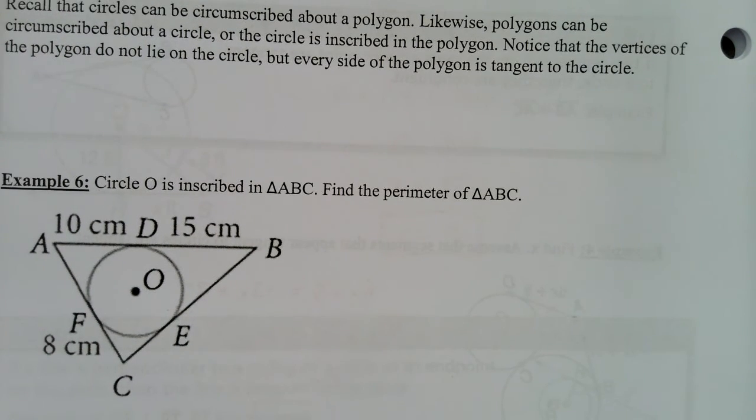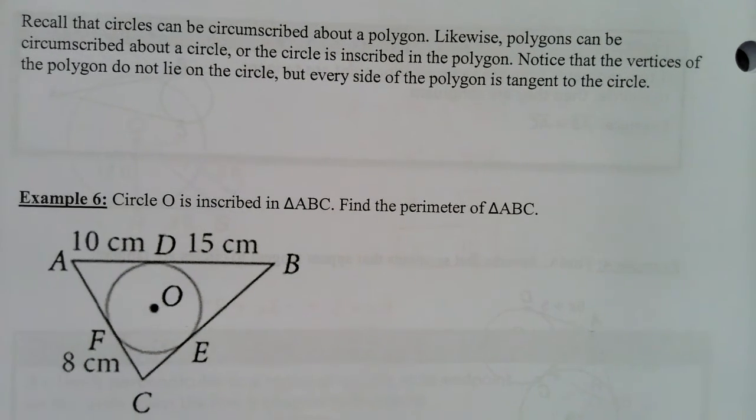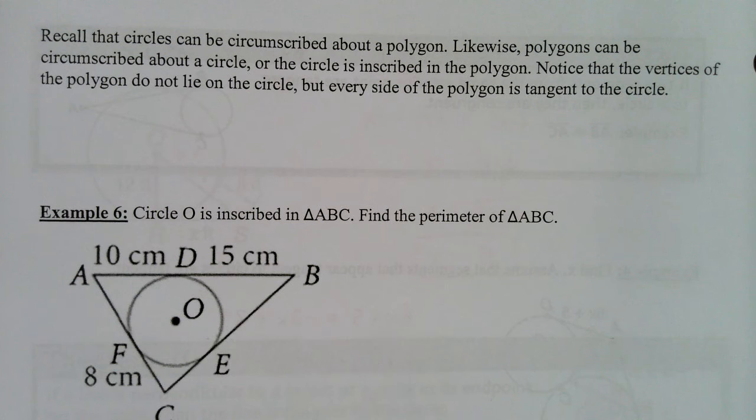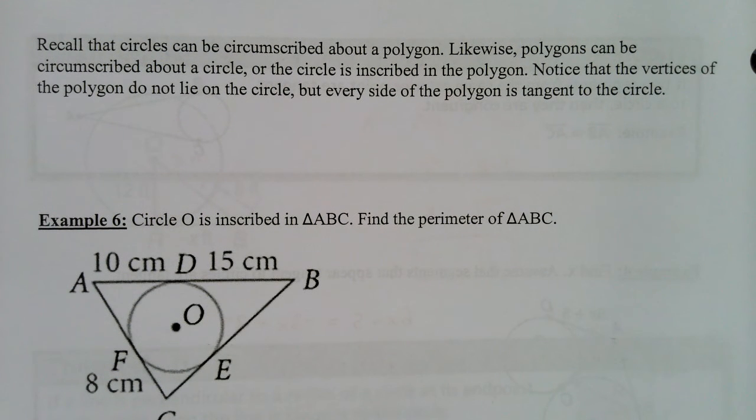So recall that circles can be circumscribed about a polygon. Likewise, polygons can be circumscribed about a circle. In other words, the circle is inscribed in the polygon. So here's an example down here. Notice that the vertices of the polygon do not lie on the circle, but every side of the polygon is tangent to the circle.